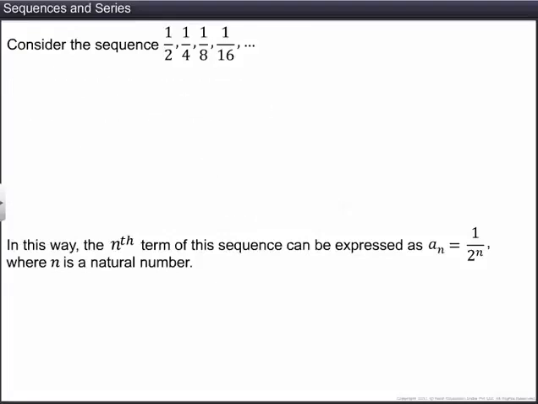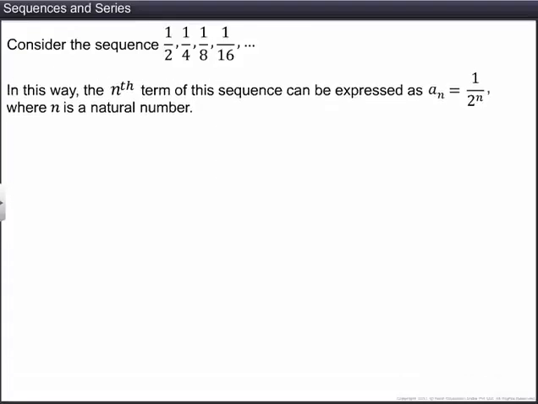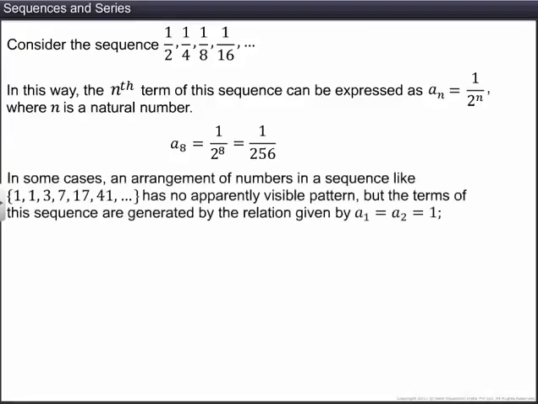Using this nth term of the sequence, we will be able to find any term in it by substituting the term value in place of n. Thus, the 8th term of this sequence is given by 1/2 raised to the power of 8, which is equal to 1/256. In some cases, an arrangement of numbers in a sequence like 1, 1, 3, 7, 17, 41, and so on has no apparently visible pattern.